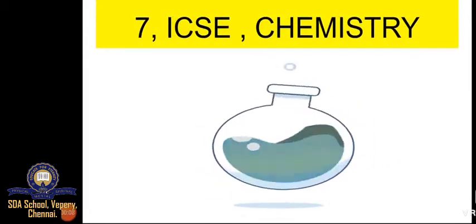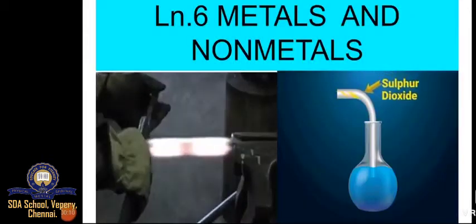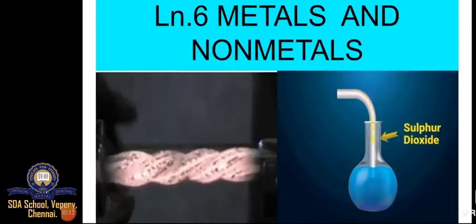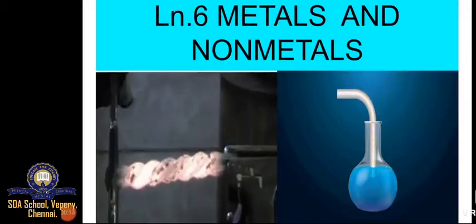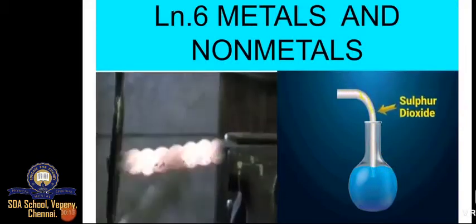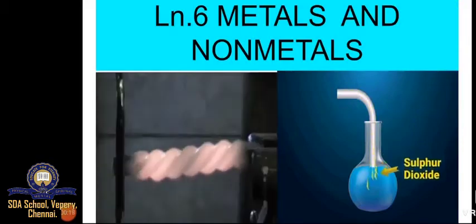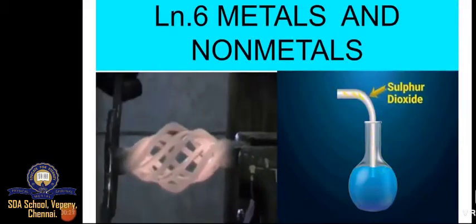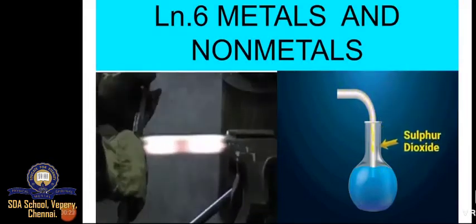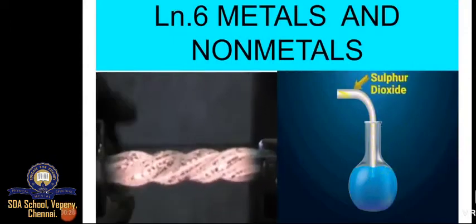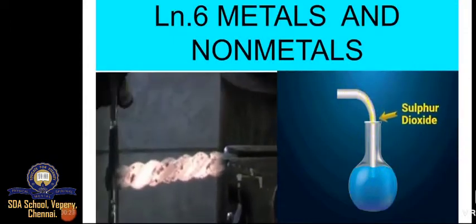Now I'm going to start a new lesson. Our lesson name is metals and non-metals. This is lesson number 6, metals and non-metals. So here we are going to discuss what are metals and what are non-metals. So how will you identify metals and non-metals?